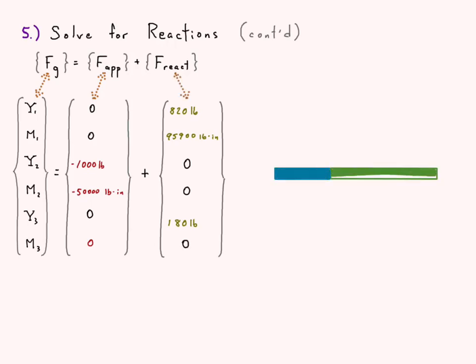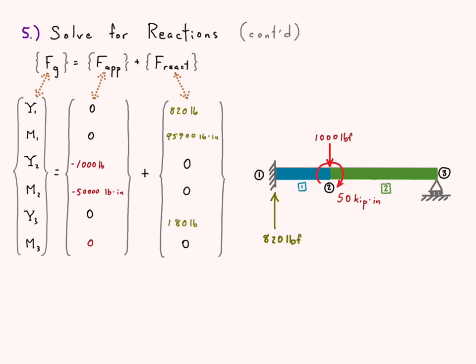And so if we were to go ahead and draw out our diagram here, we would see that this value here corresponds to 1,000 pound forces going down. Well, that makes sense. Notice that we have a clockwise moment here, 50 kip inches, corresponds to that negative 50,000 pound inches there. And now we'll go ahead and move on to our reaction forces and moments.